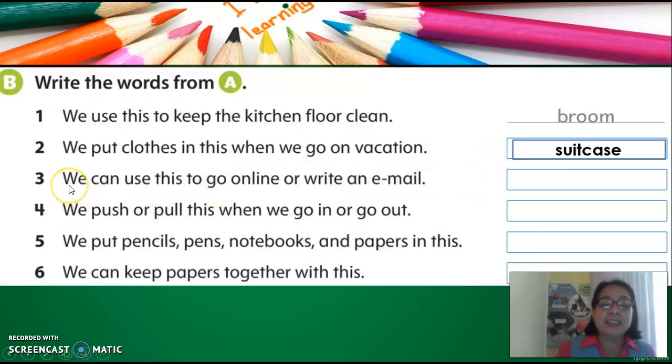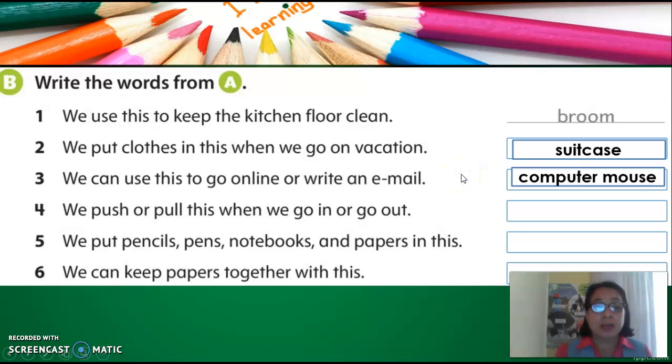In number three, it says, we can use this to go online or write an email. Well, it is part of a computer. It is a computer mouse, okay? With a computer mouse, we can go online or write an email. Number 4, 5, and 6 will be done by you, okay? You will do it individually.